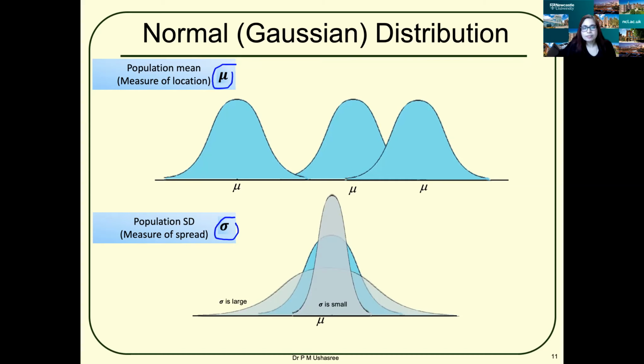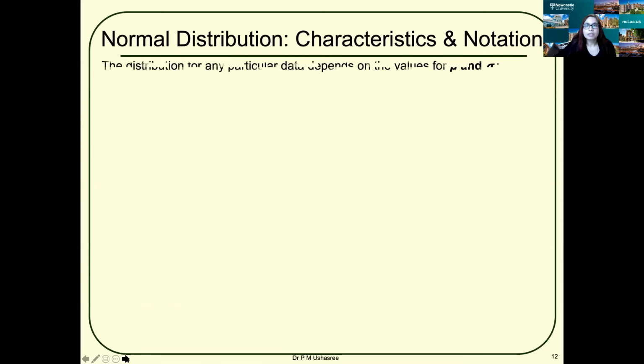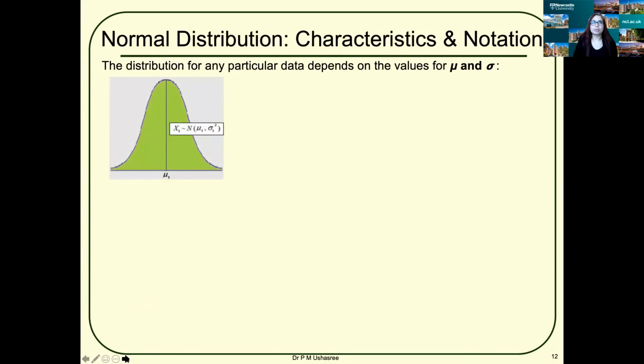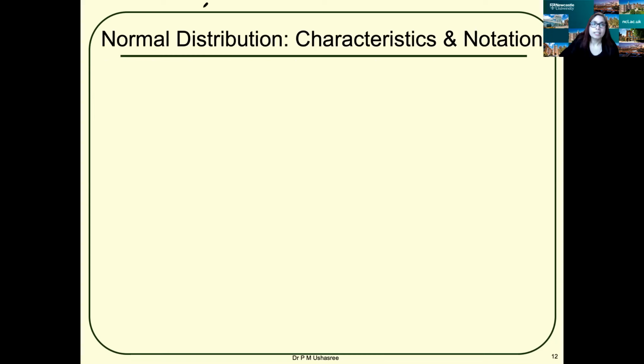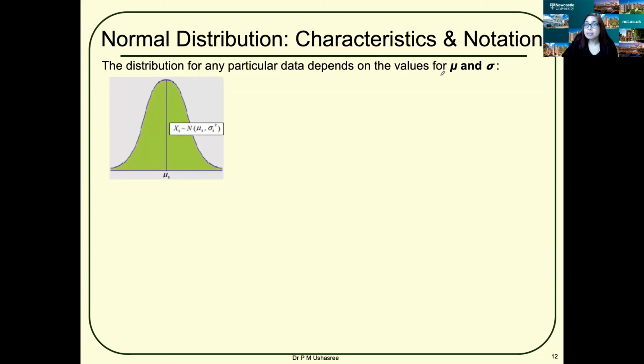Okay, now that you know the difference between the measures of location and measures of spread for a population, let's go back to the characteristics of a normal distribution. So the distribution of any particular data depends on mu and sigma. That's what we have seen now. We have seen that it depends on the population mean and standard deviation. I'll come back to the notation soon.